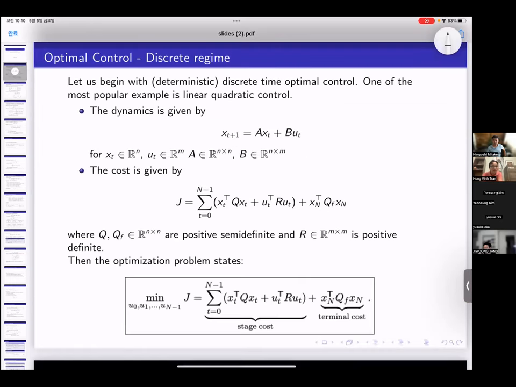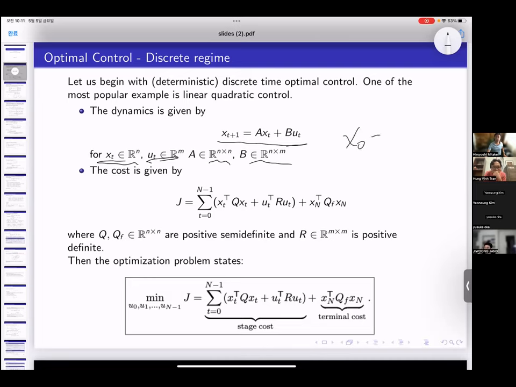So before introducing the problem, let me quickly remind you of the optimal control problem defined in discrete time. Let us start with the deterministic discrete-time optimal control problem, which is given by this form. So x of t is an n-dimensional vector, and u of t is a control action lying in m-dimensional space. At the same time, we usually call A and B system parameters, which are an n by n matrix and an n by m matrix respectively.